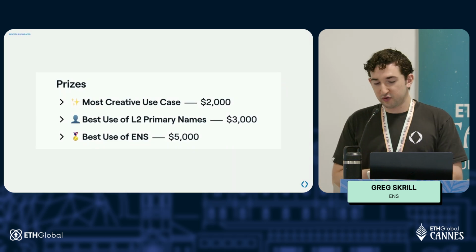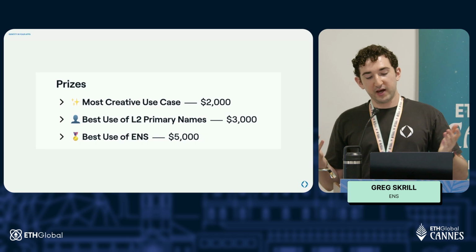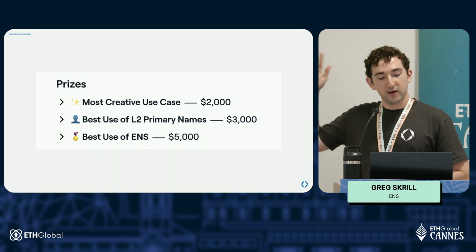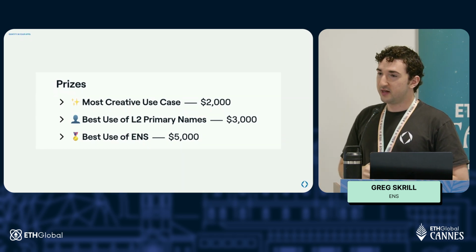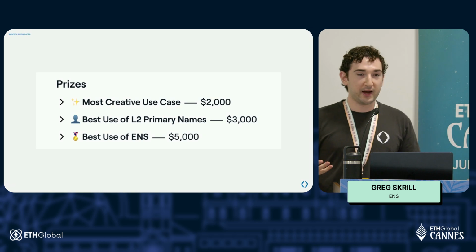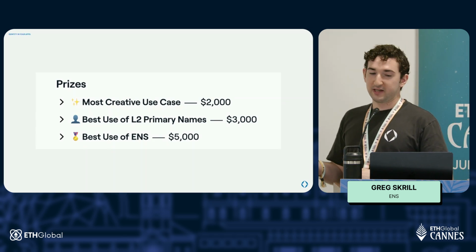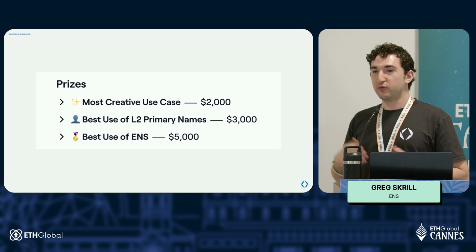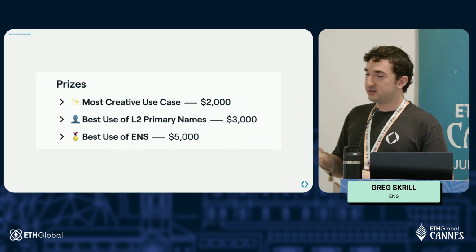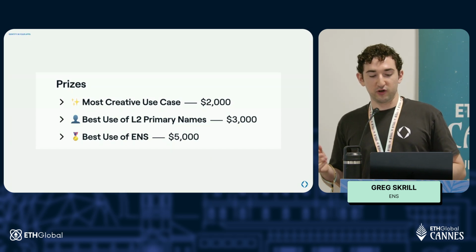Using these resources or your own imagination, we have 3 prizes this weekend. First, the most creative use case of ENS. This might be an AI agent that stores the system prompt in a text record, like I said before, or some privacy solution that rotates the addresses and gets creative with the way you use resolvers.